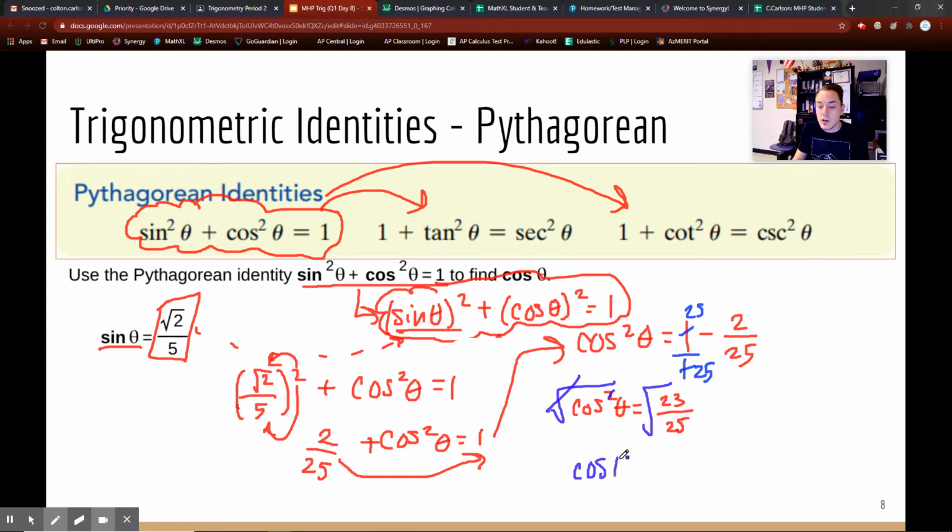And I'm left with cosine of theta equals, now remember, this can be broken up into this, radical 23 all over radical 25, which reduces down to radical 23 all over 5. That is what cosine equals.